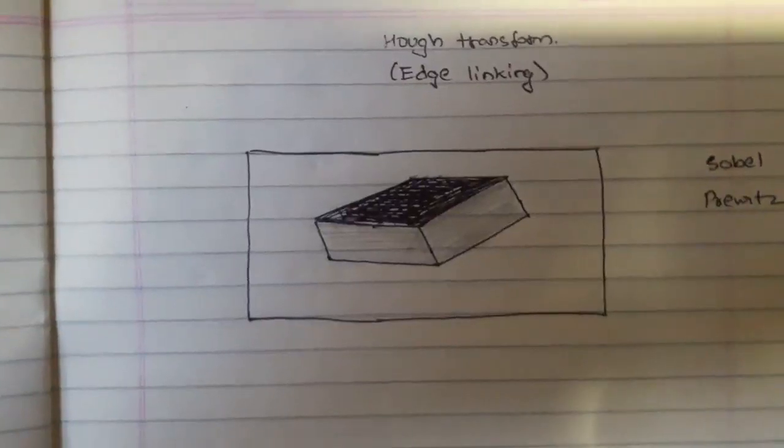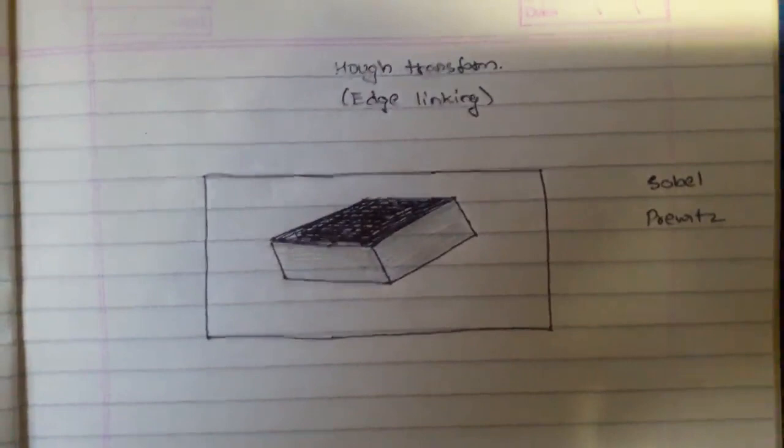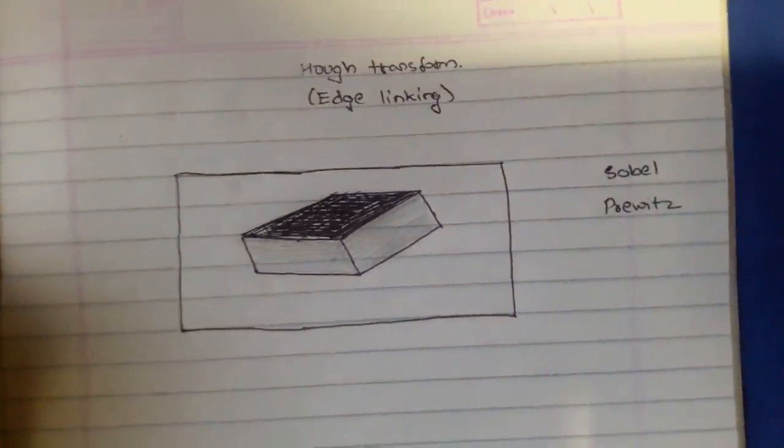Hello guys, in today's video we are going to discuss the Hough transform. The Hough transform is used for edge linking. What is edge linking? Let us see.